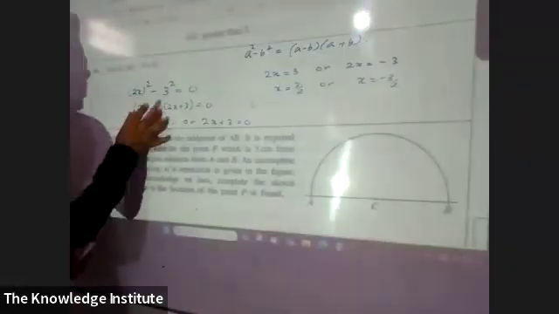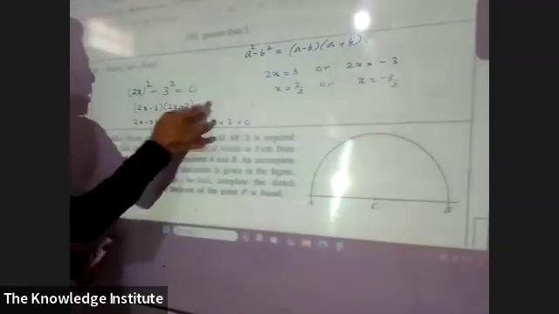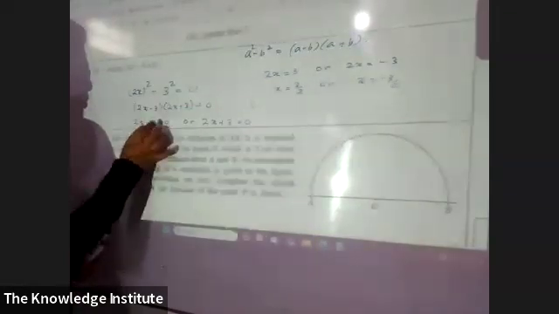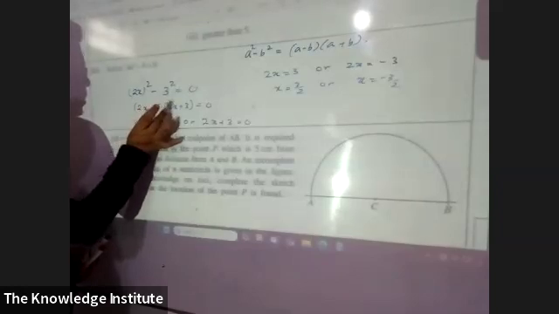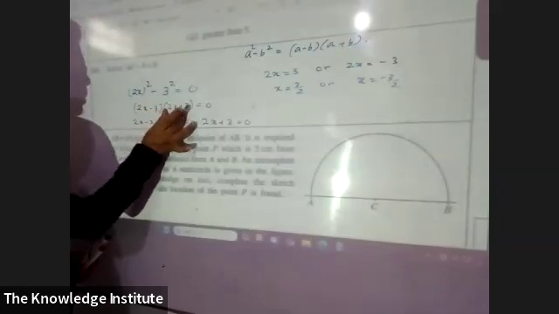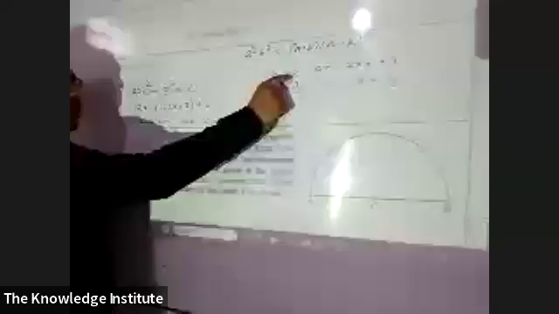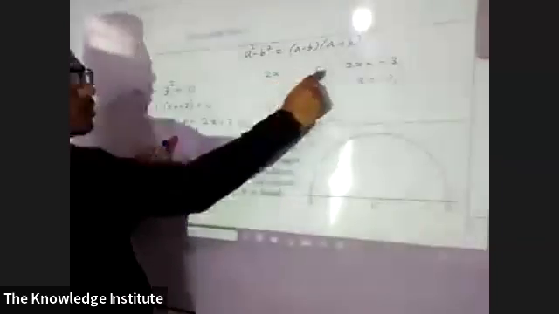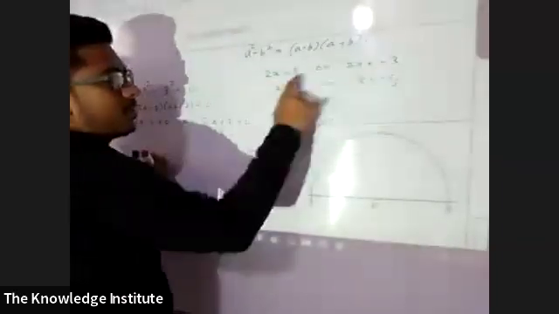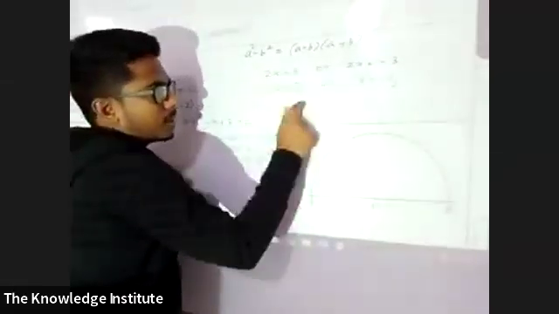This is equal to 0. The product is equal to 0, right? Therefore we can write 2x plus 3 equals 0, so 2x equals minus 3. So the multiplication comes to this side.